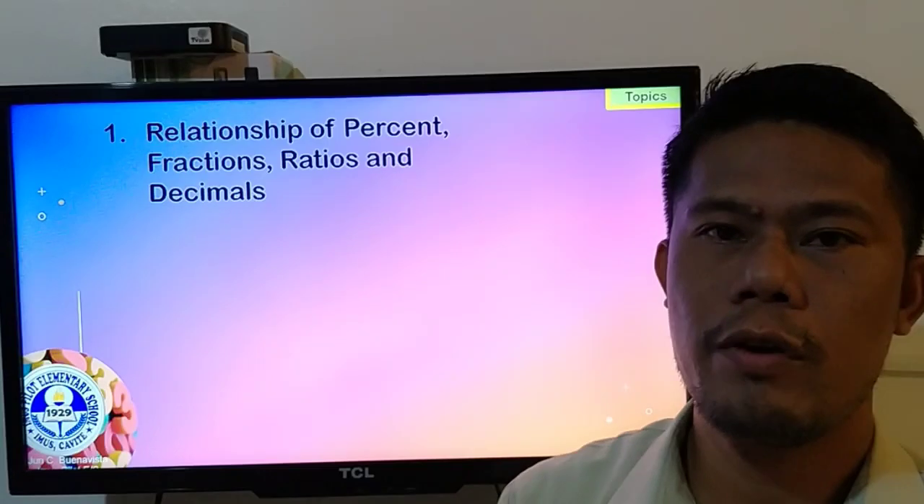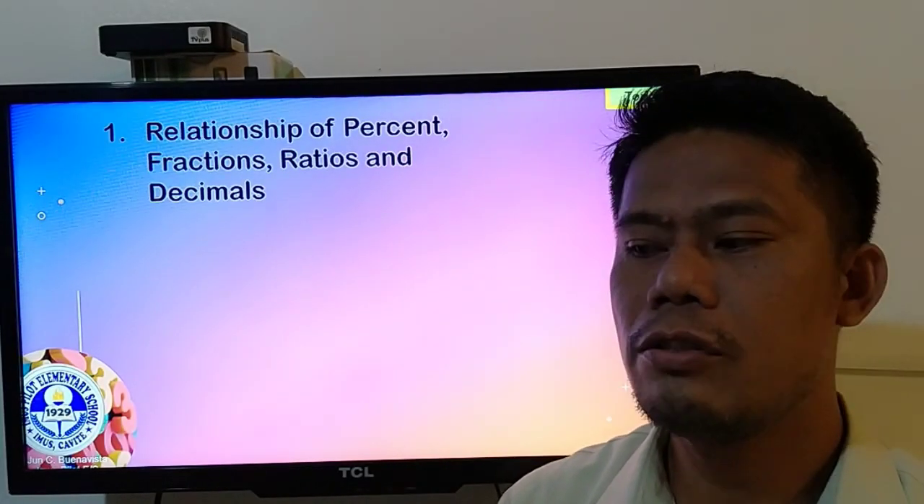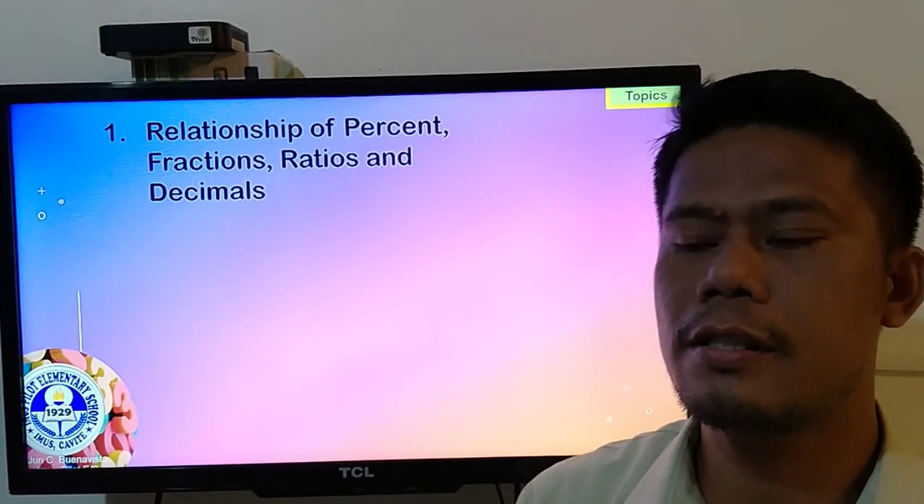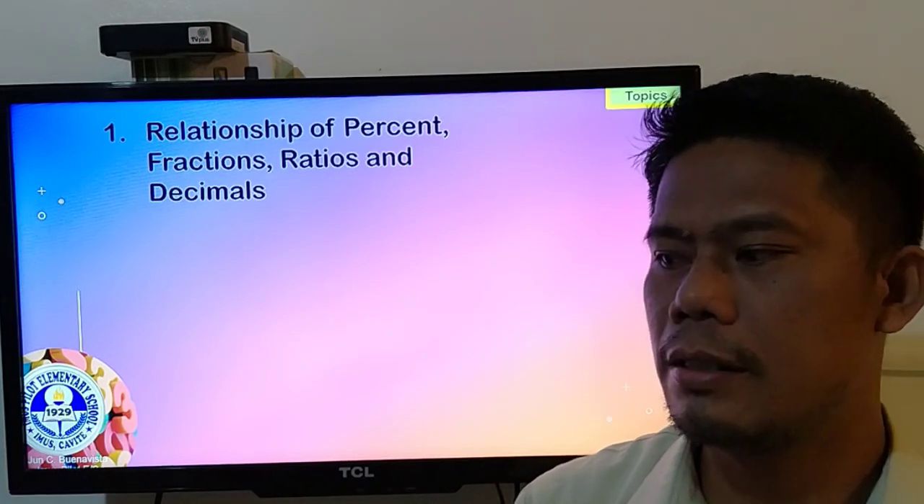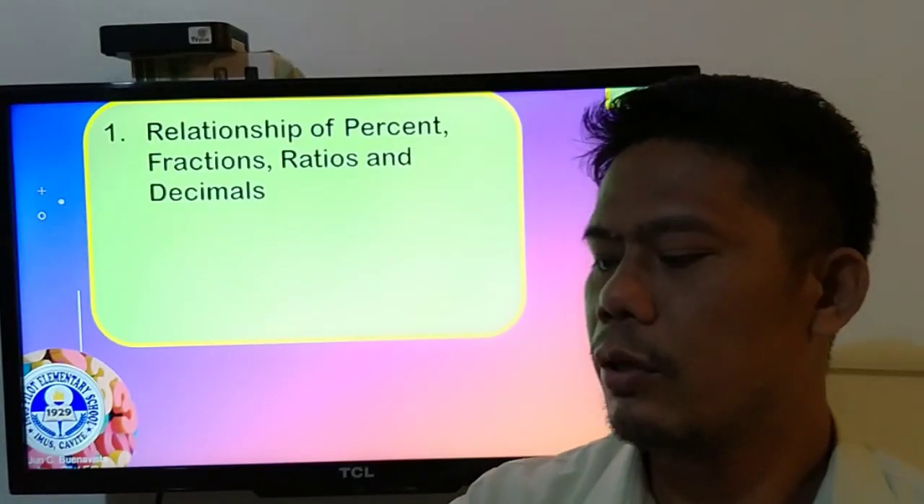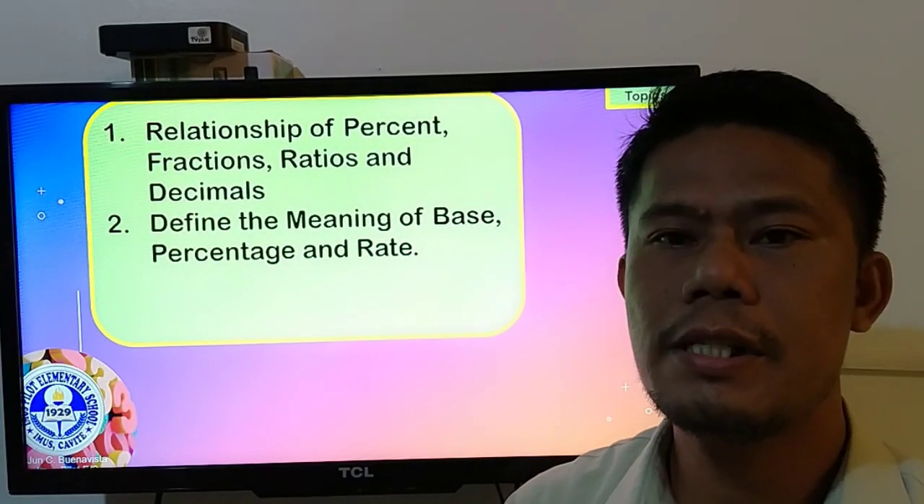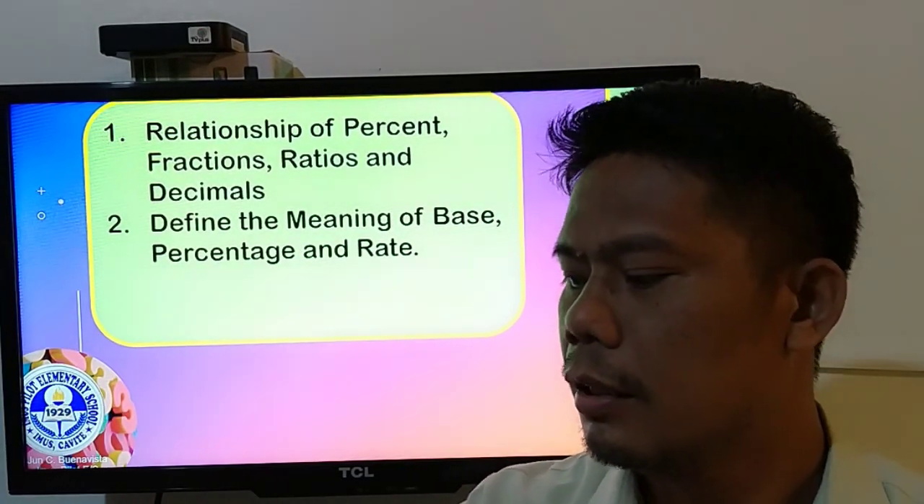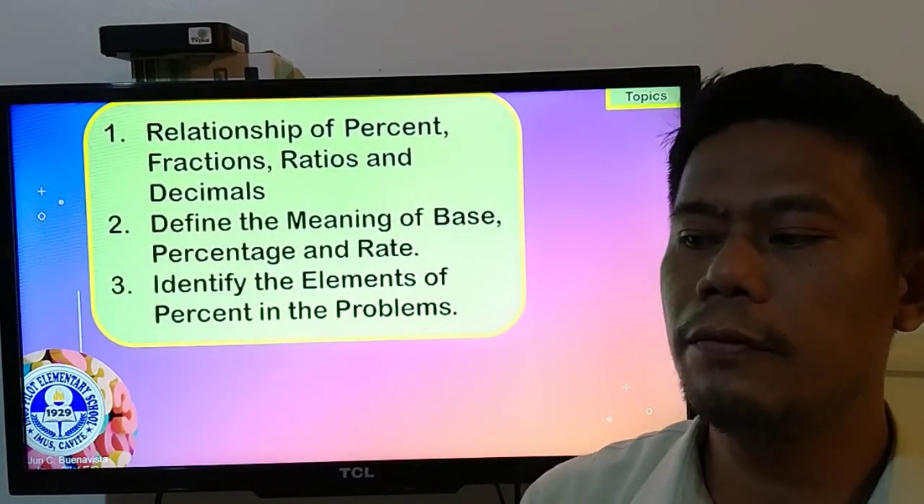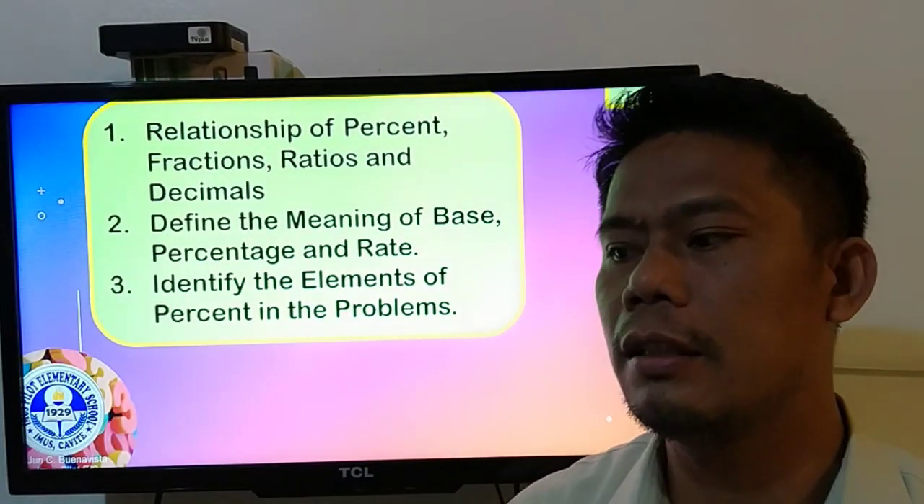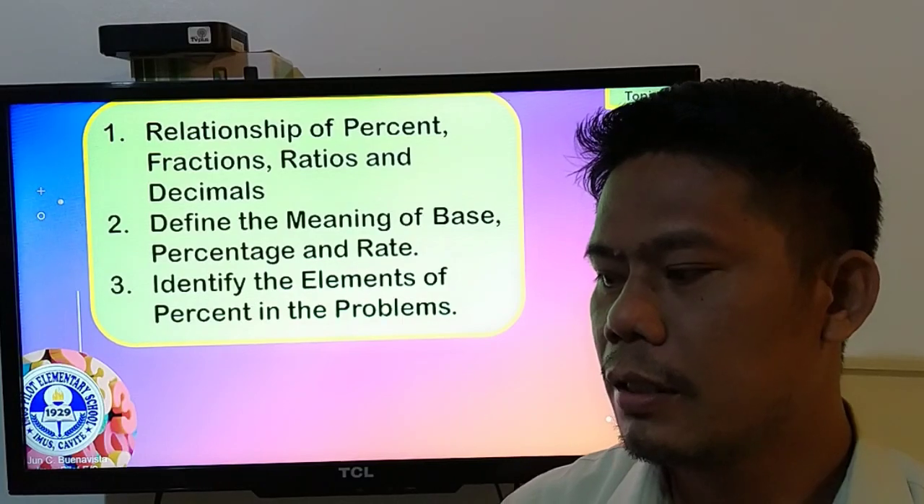Okay, this week we're going to study the relationship of percent, fractions, ratios, and decimals. We're also going to study how to define the meaning of base, percentage, and rate. And the third one, we're going to identify the elements of percent in the problems.